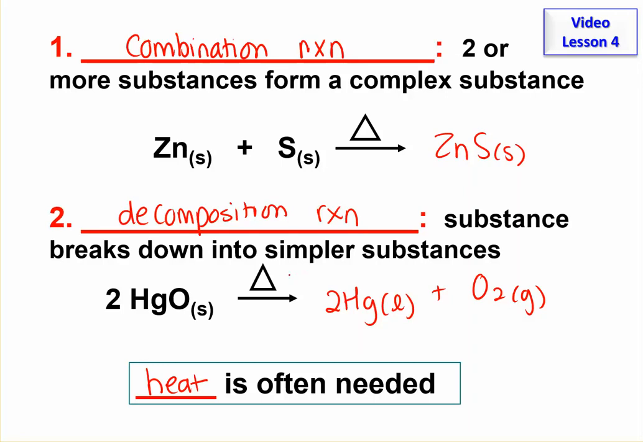And I've indicated heat right here with this triangle. The triangle over the arrow means that heat is applied to make the reaction go. This is done for a reaction that doesn't occur very fast without it, but by adding the heat, the reaction occurs at a reasonable rate. This one also required heat, but it's actually much more common in decomposition reactions.